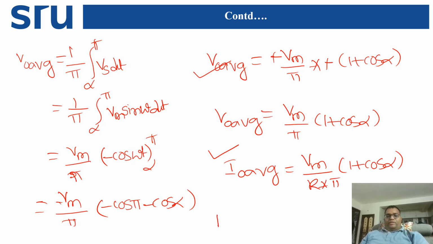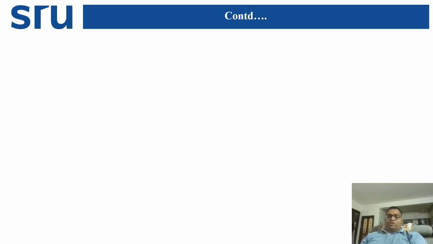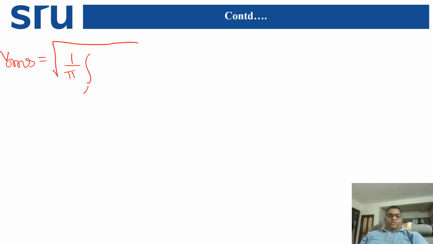Now, the derivation for P naught average will be the multiplication of V naught average into I naught average. So this is the way we calculate the averages of voltage, current and power. Now let us talk about the RMS voltage. How will we derive it here? V naught RMS is equal to square root of 1 by pi integration alpha to pi Vs square dt.